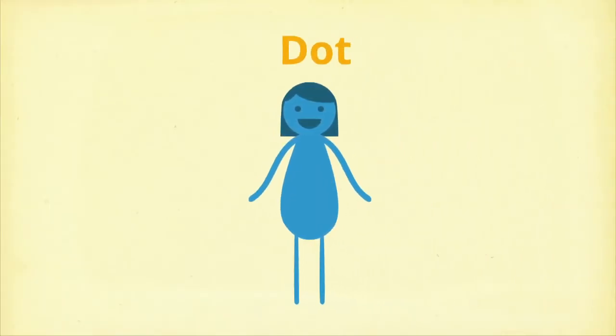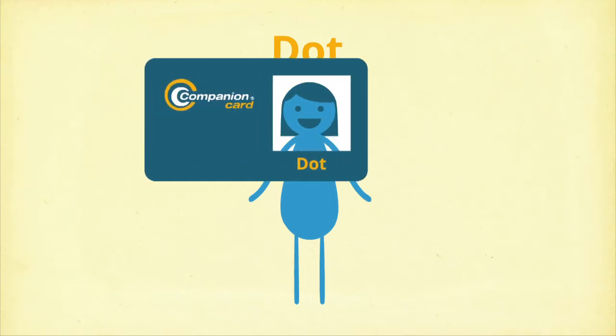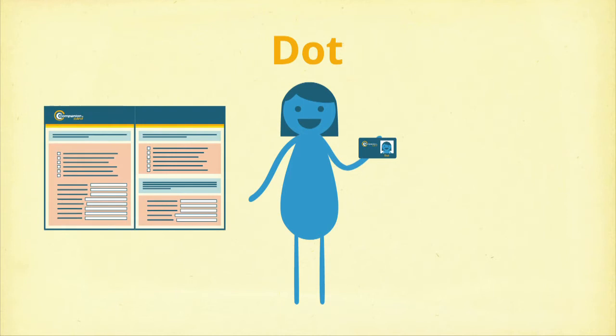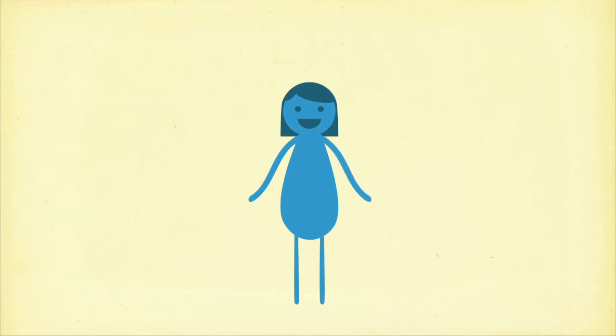The next thing you need to know is how to apply for the companion card. This is Dot. Dot has a companion card, but before she received her card, she had to complete an application. Let's have a look at how to do that.